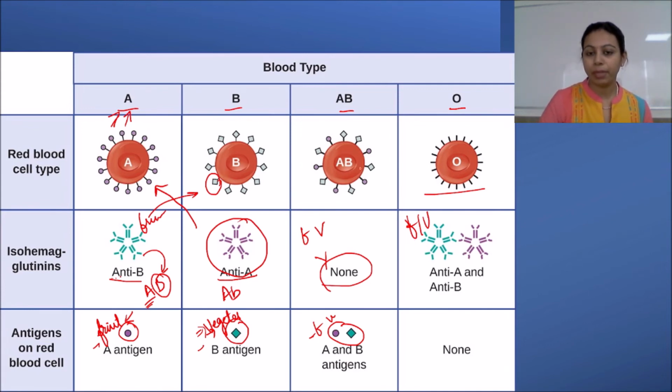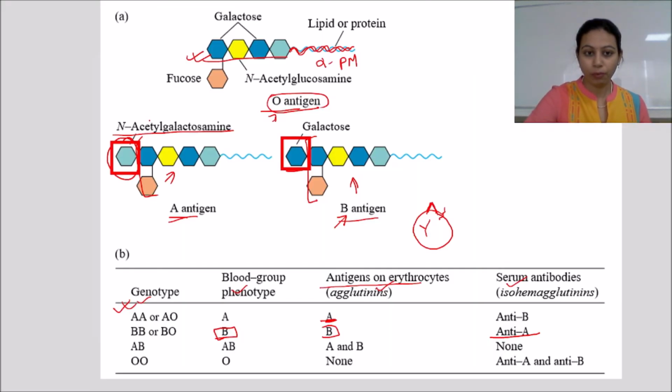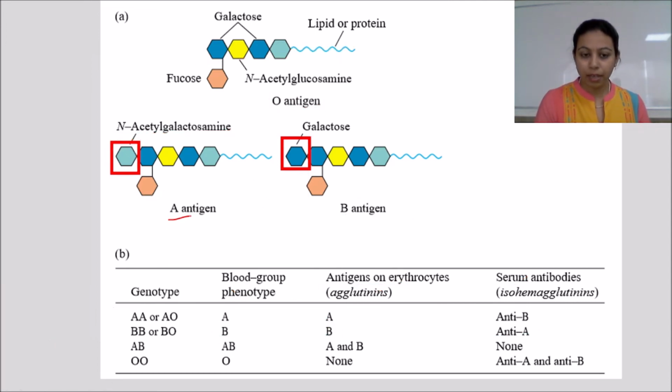I hope this is clear to the viewers, what actually anti and antigen mean. Once again, I am clearing it. Antigens are the markers present on the surface of the cell. Anti presents the antibody which is produced against the foreign particles. So what will be the foreign particles here? For the A blood group, galactose will be the foreign particle, or vegetable. For B, N-acetylgalactosamine will be the foreign particle, or fruit.